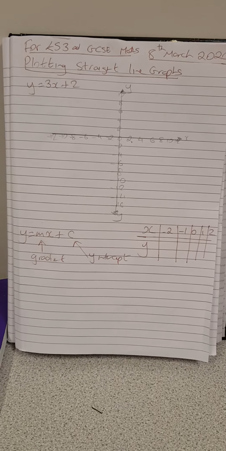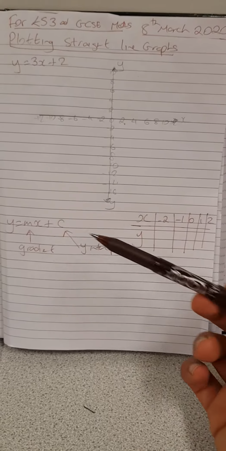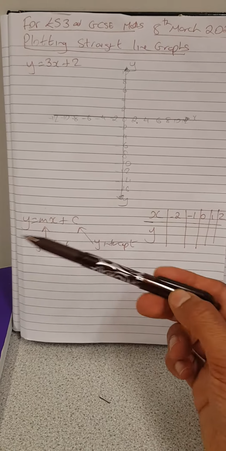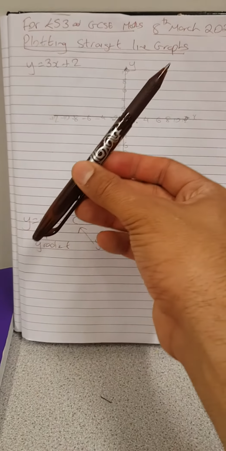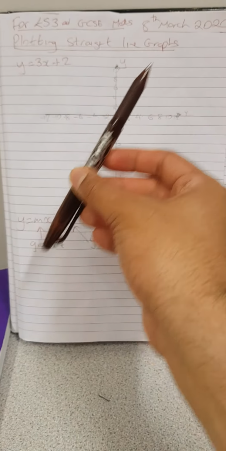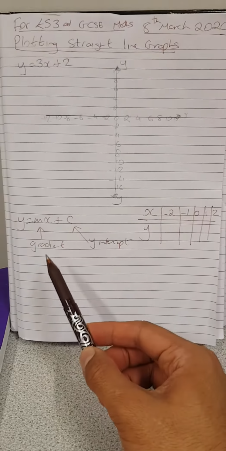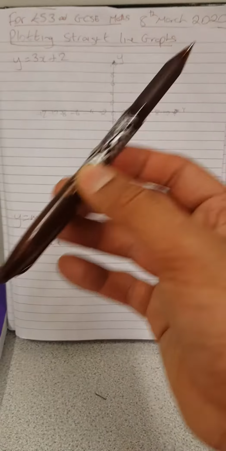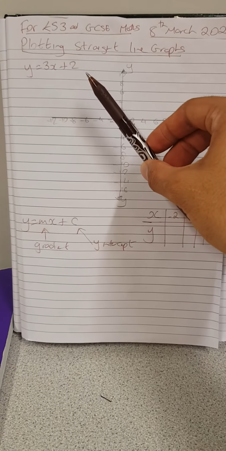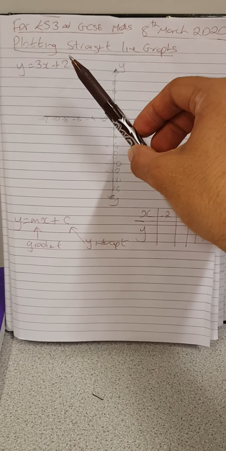Just very briefly from last lesson, we said that y equals mx plus c is what we call a straight line graph. It's usually either in this direction if it's a positive gradient, so if m is bigger than 0, then it's going to be in this direction. If m is negative, i.e. less than 0, then it will look like that.